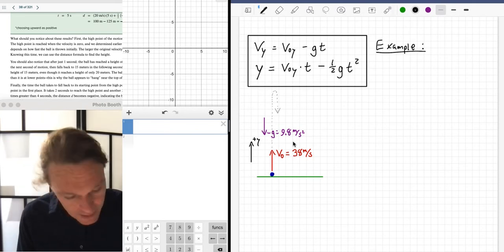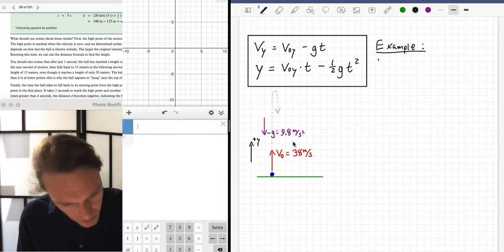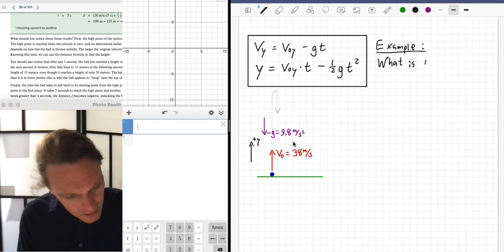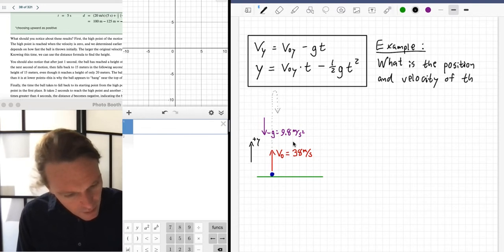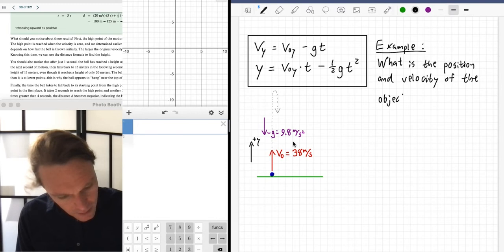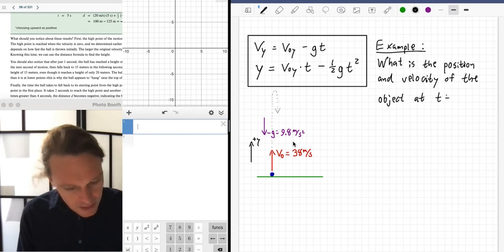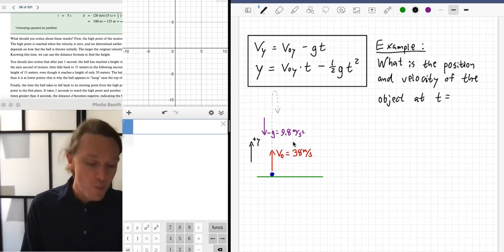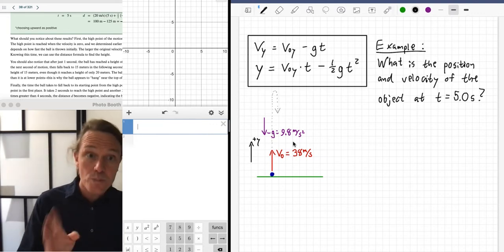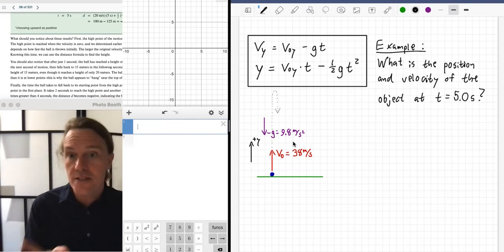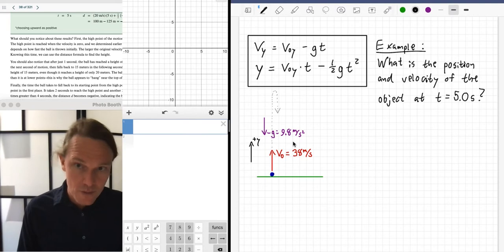So the question here is: what is the position and velocity of the object at t equals, let's think about this, I'm going to have it be 5 seconds. There are some behind-the-scenes reasons that that's a good time. So 5 seconds in the air, 5 seconds after it was launched, 5 seconds of only experiencing an acceleration of 9.8 meters per second squared directed downwards.